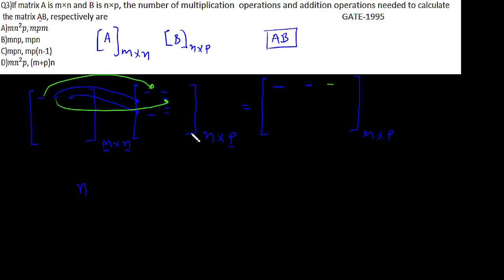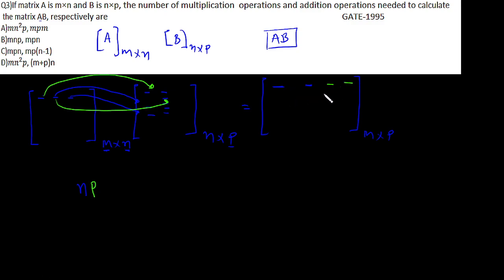For the third entry also we get n multiplications. So we just have to multiply this n with p, because matrix B has p columns, p number of columns. If one column gives n multiplications, then p columns give np. Okay. So here we end up with this first row in this AB.